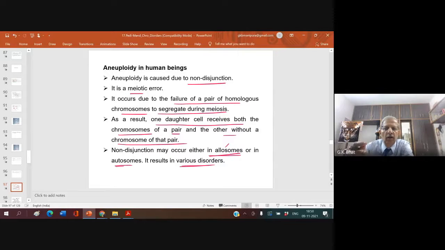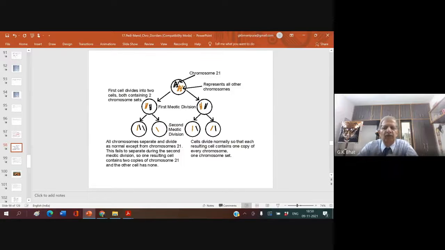Understood? Please note down these points. Look here, take a screenshot of this. Whatever I said, just follow this and you will understand. Shall I go ahead?